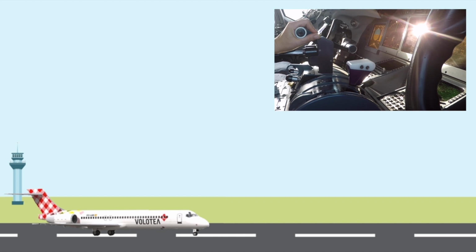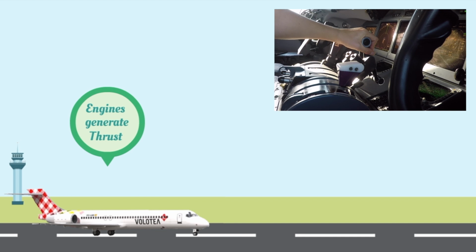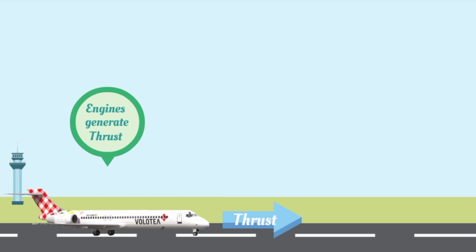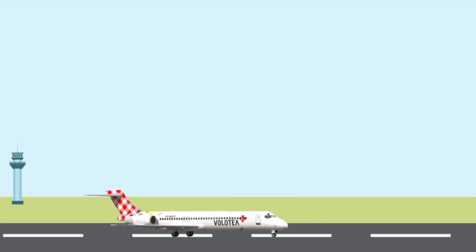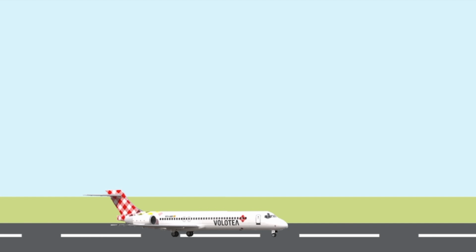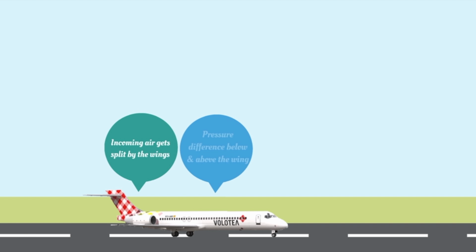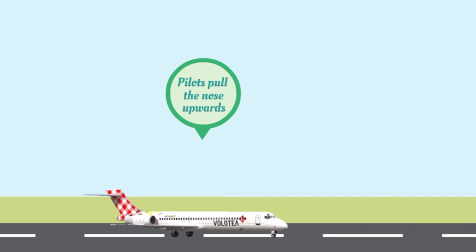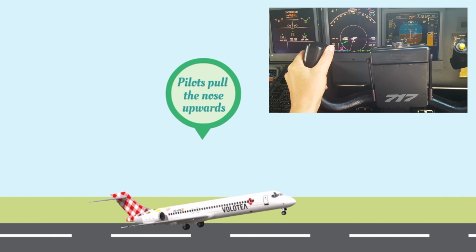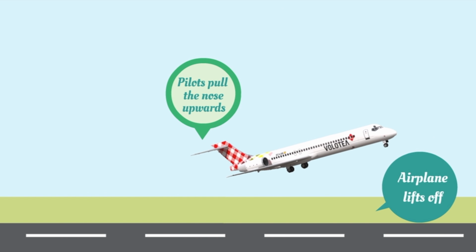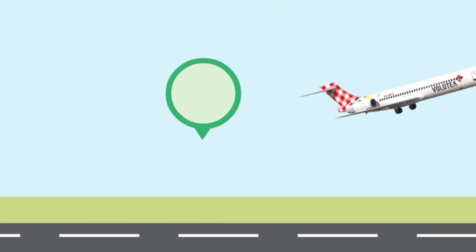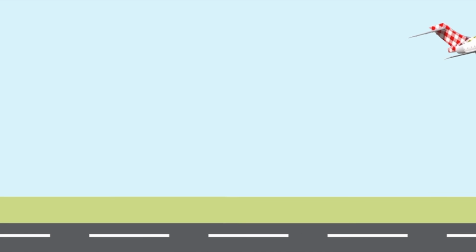During takeoff, we increase the power of the engines, creating thrust, and the plane starts to accelerate. The wings will pass with a high speed through the air. The airflow around the wings is split, creating a lower pressure above the wing and a higher pressure below the wing. The pilots pull the control wheel to lift the nose upwards. Lift will be generated and the plane starts going upwards and lifts off the ground. We can fly to our destination.